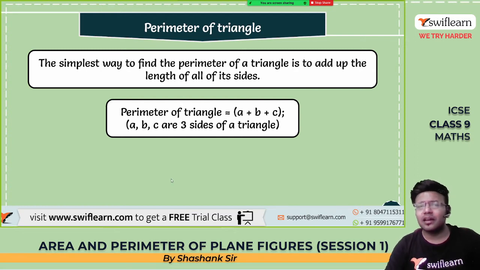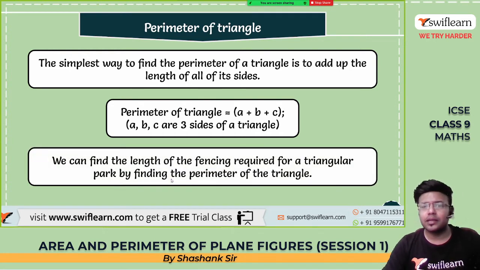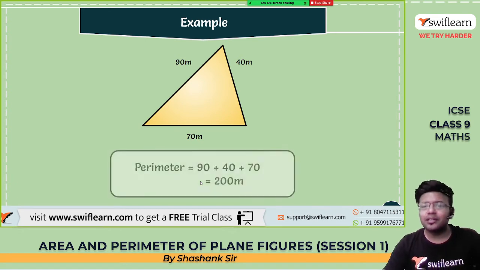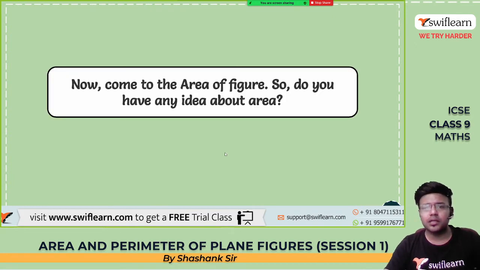If a, b, c are the three sides of a triangle, then adding a plus b plus c will give you the perimeter of the triangle. We can find the length of the fencing required for a triangular path by finding its perimeter. Now this is an example here. A triangle with three different sides. Can you tell the perimeter of this triangle? The perimeter is 90 plus 40 plus 70. Add them all, you get 200 meters.